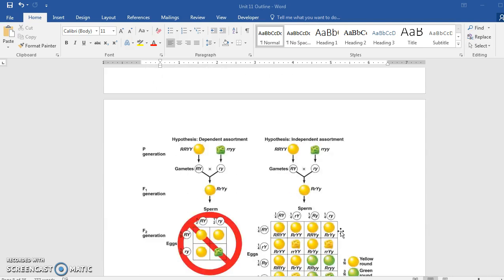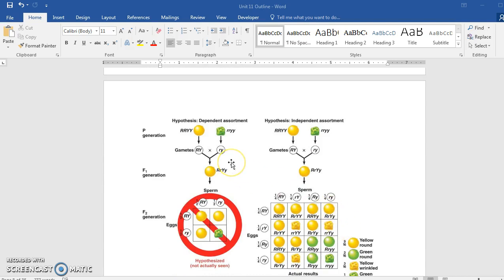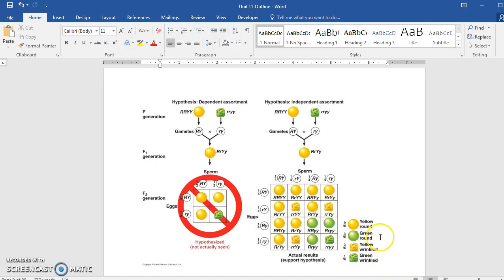And we scroll on down. I was talking about independent assortment. If you use the hypothesis of dependent assortment where the traits would stay together, and this is actually a dihybrid cross where you have two different traits that are being coded for. There's the color of the grain and then its surface texture, whether it's smooth or wrinkled. And they're actually calling the smooth round. The colors are yellow and green, and then the surface, whether it's round or wrinkled. So they're showing a smooth yellow grained plant crossed with a green wrinkled seed plant.